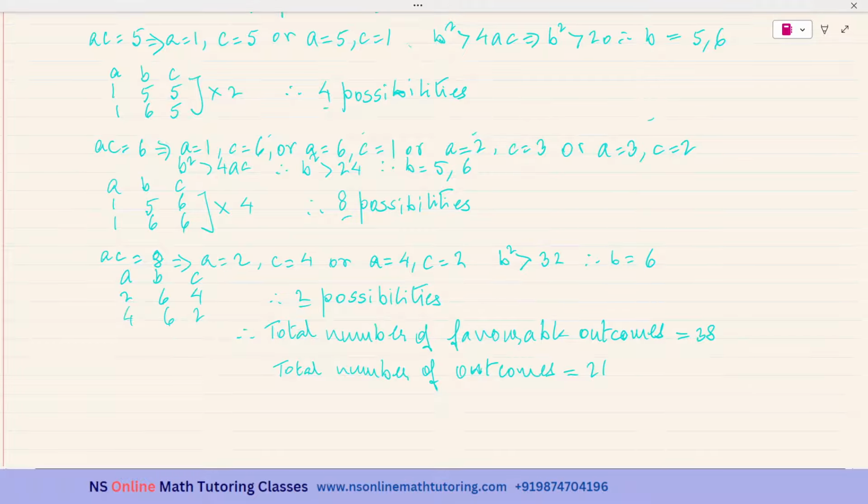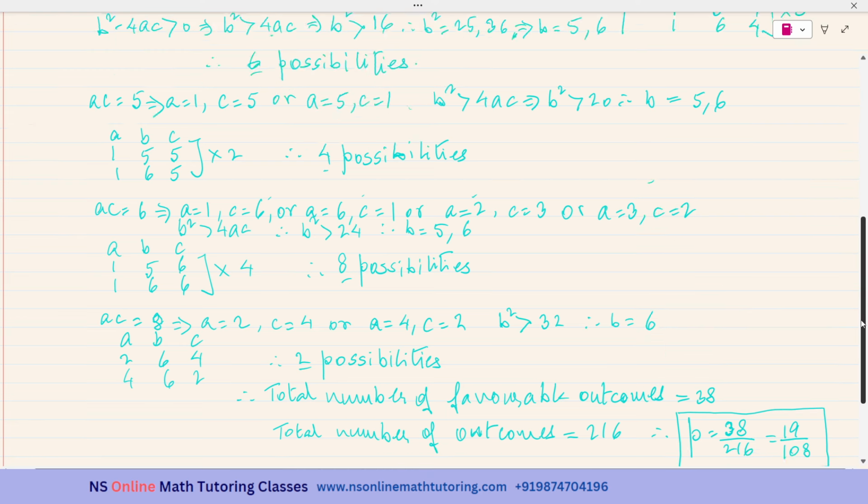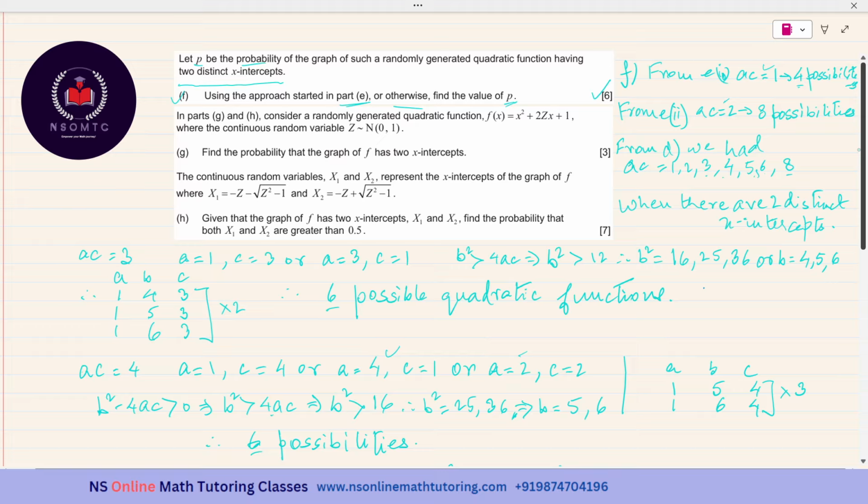Total number of outcomes equal to 216. Therefore, P is equal to 38 over 216. If you want, you can cancel. So this is 1 and 9 and this one is 1 and 0 and 8. So this is our answer for the subpart F. It was a large one, long one.